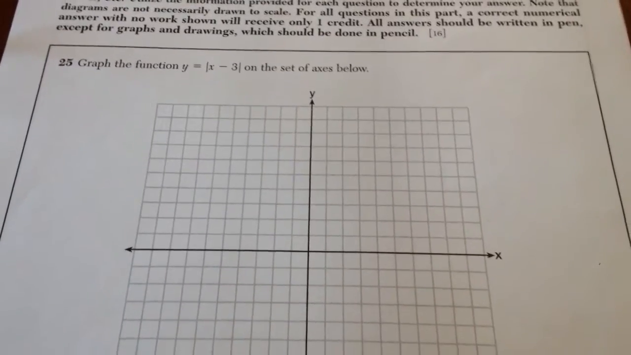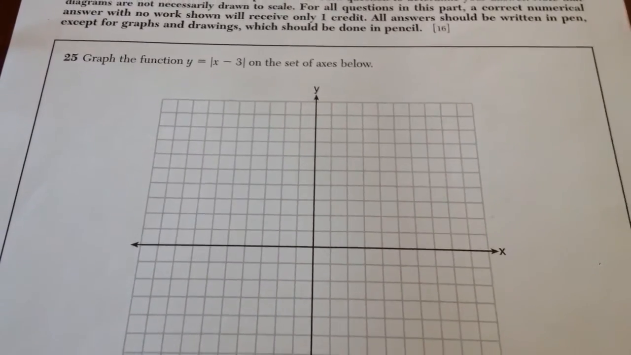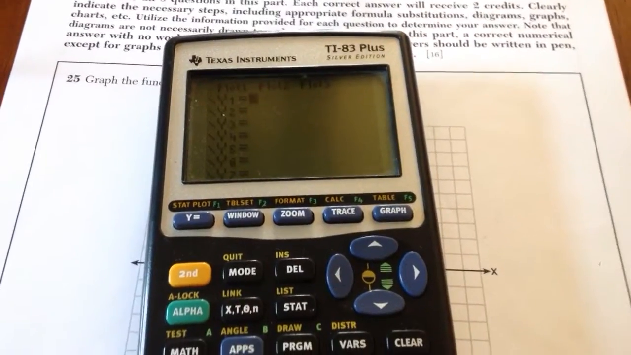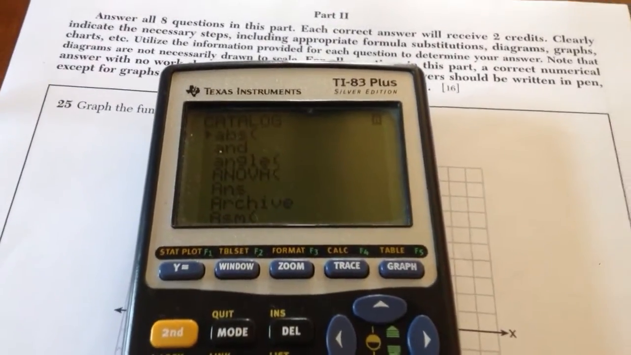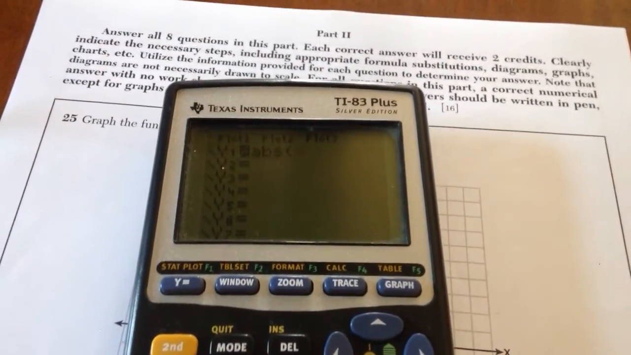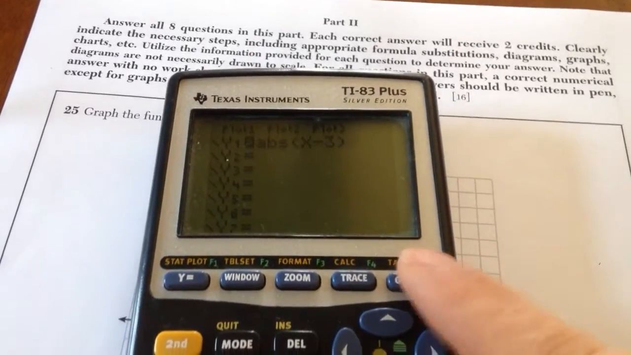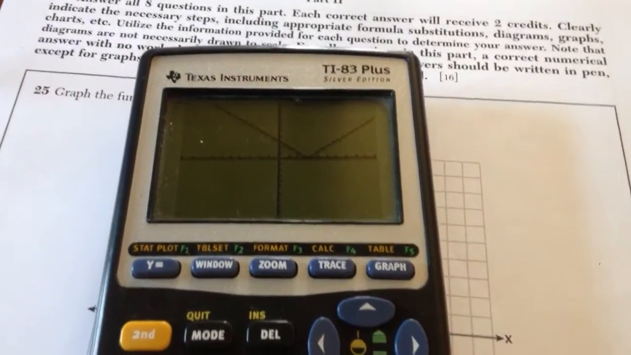For number 25, they want you to graph the function y equals the absolute value of x minus 3. What I'm going to do is go to my calculator and hit second 0 to take me to catalog. If you notice, the first option is absolute value. What I'm going to do is then type in x minus 3. Hit graph for yourself to get an idea of what it looks like.